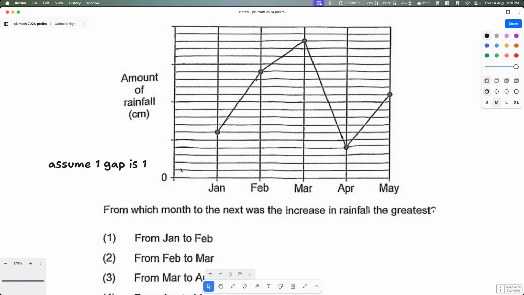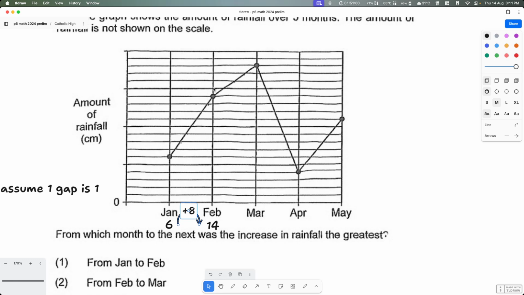So for January, 1, 2, 3, 4, 5, then we have 6, so this is 6. Then for February, this is 5, 10, and before 15, this is 14. So from 6 to 14, it's around 8, so the increase is 8. All right, this one will be 15, 16, 17, 18, so this is 18.